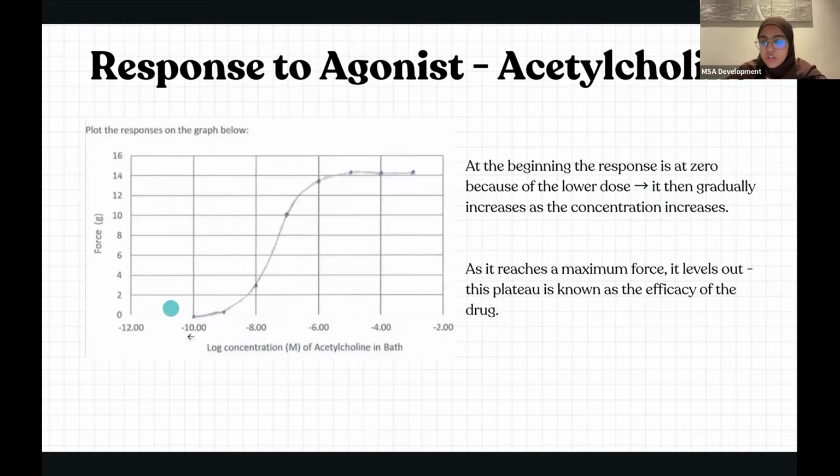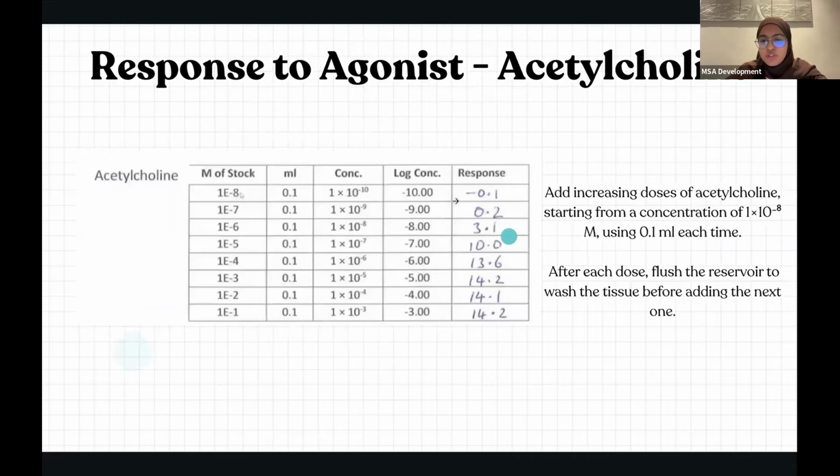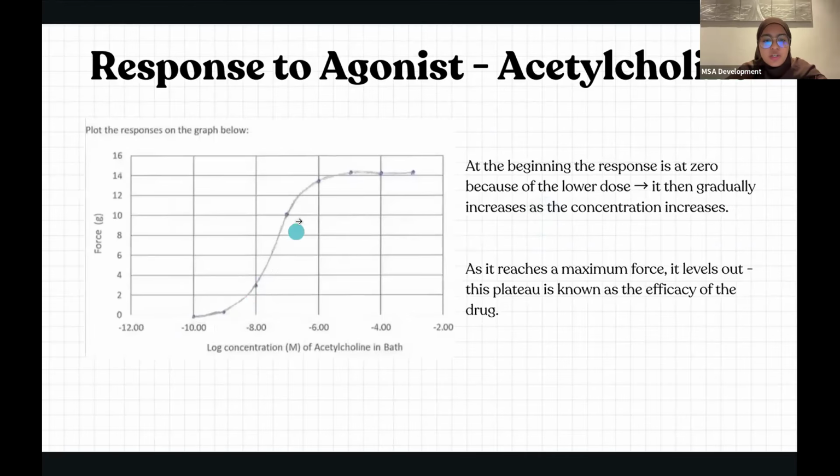At the beginning, the response is 0 because the concentration really didn't help that much. It was literally negative 0.1. But as we add more, the concentration increases and response increases until you get to this plateau phase. When you see the plateau phase, you know it's done. This is the efficacy of the drug. It reached maximum force. Now, when we have all of this, we want to calculate the EC50.